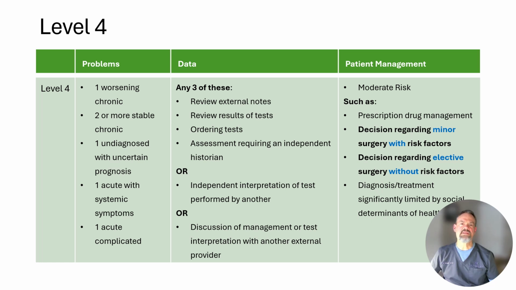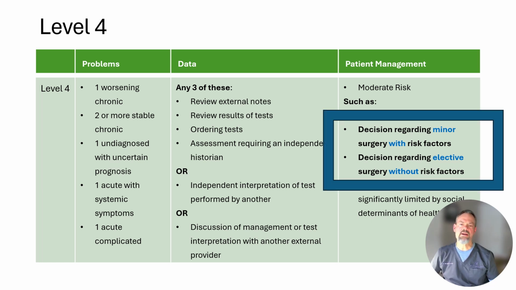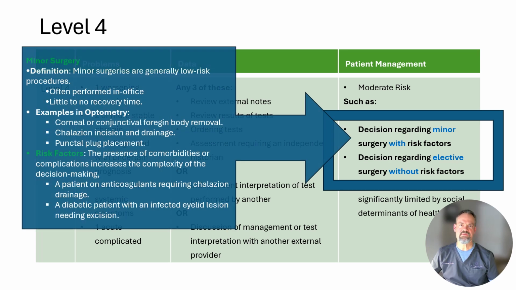So let's look at this next section. Decision regarding minor surgery with risk factors or elective surgery without risk factors. So minor surgery, low-risk procedures often performed in office, little to no recovery time, and you can see the examples within optometry. Now risk factors increase the complexity of the procedure. So two examples might be a patient on anticoagulants requiring chalazion drainage, or a diabetic patient that has an infected eyelid lesion that needs excised.